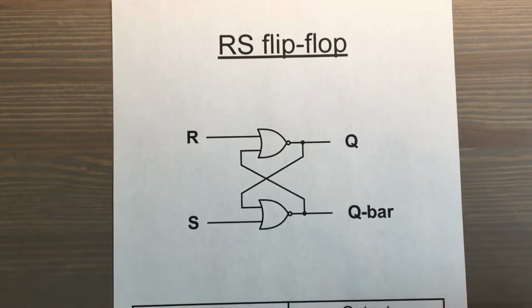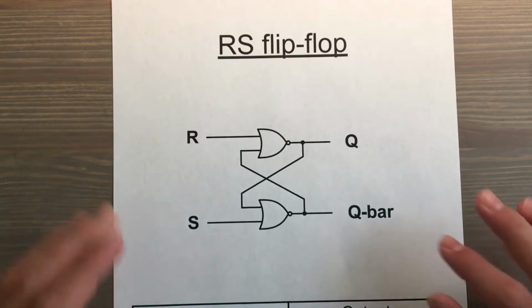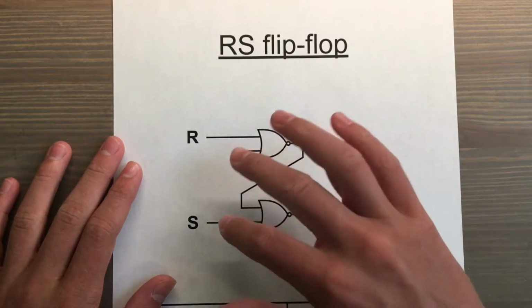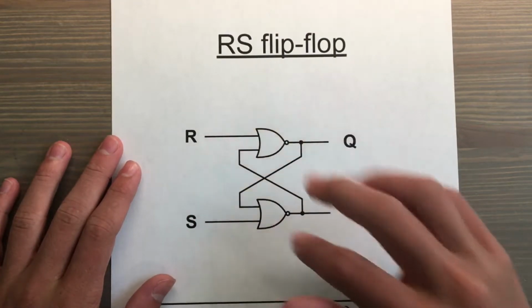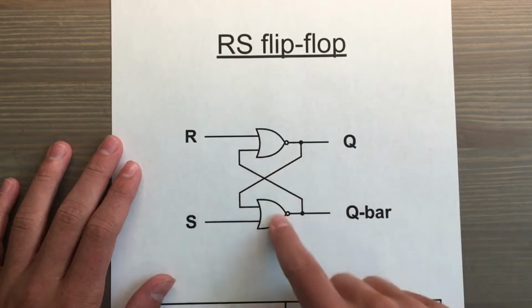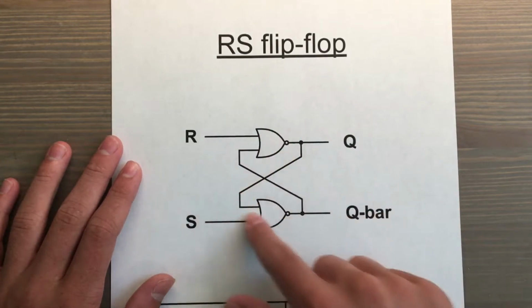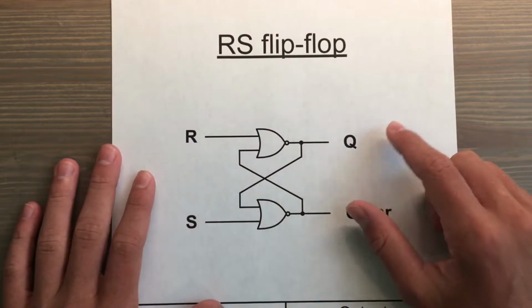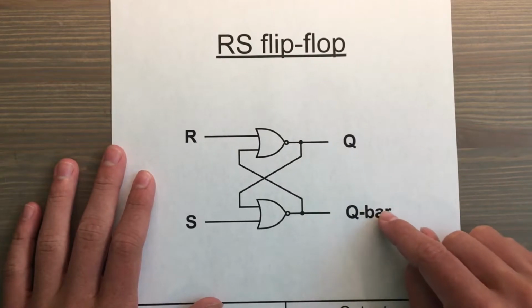Now, when we power up an RS flip-flop, it'll be in a random state, because when both of these gates have both of their inputs off, both of their outputs will be on, which will turn their inputs off, so it'll just randomly go into either the Q being on or the Q bar being on.